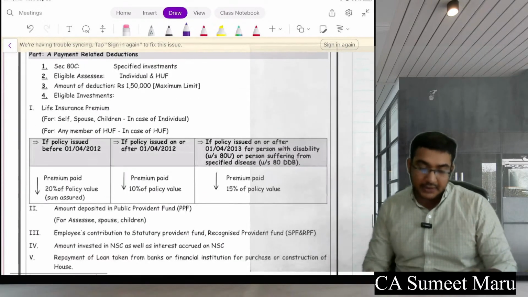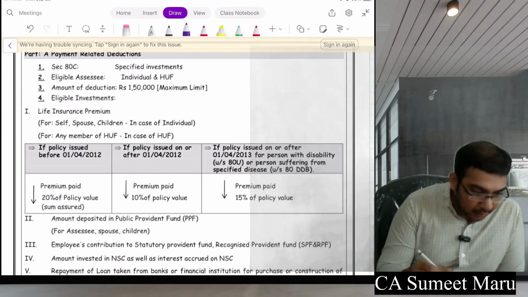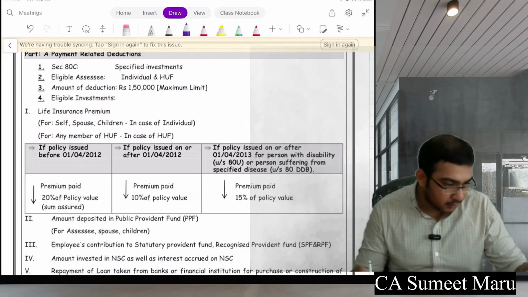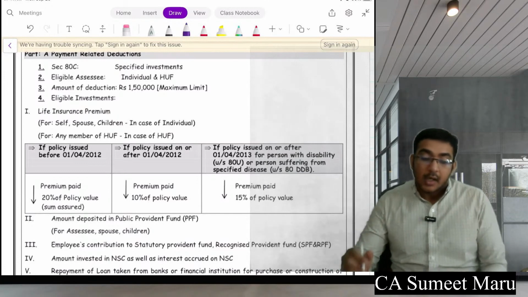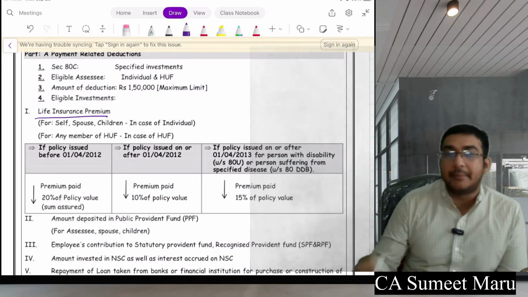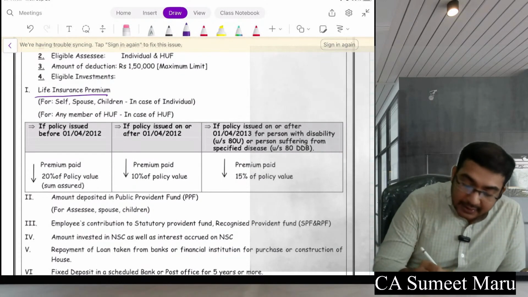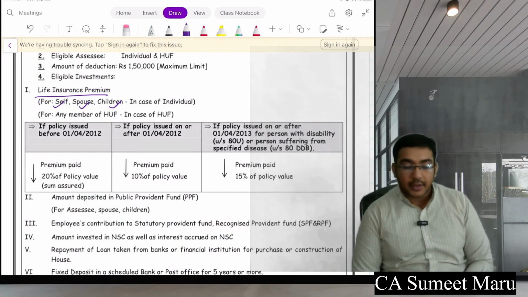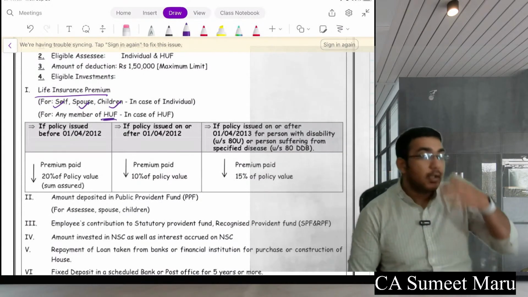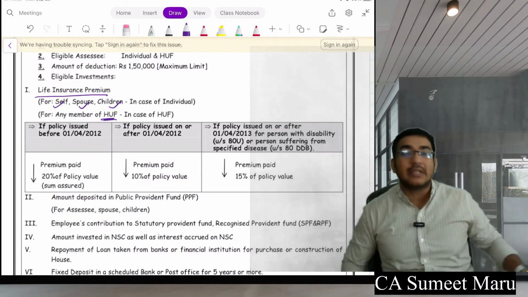So see here, first is your life insurance payment. Okay, but please remember, first, life insurance premium. Here, whose life insurance premium you can take is only self, spouse and children. That's it. Okay, and in case of HUF, any member of HUF. So you can't take, and you won't get, the deduction for life insurance of your parents as well. Only self, spouse and children.